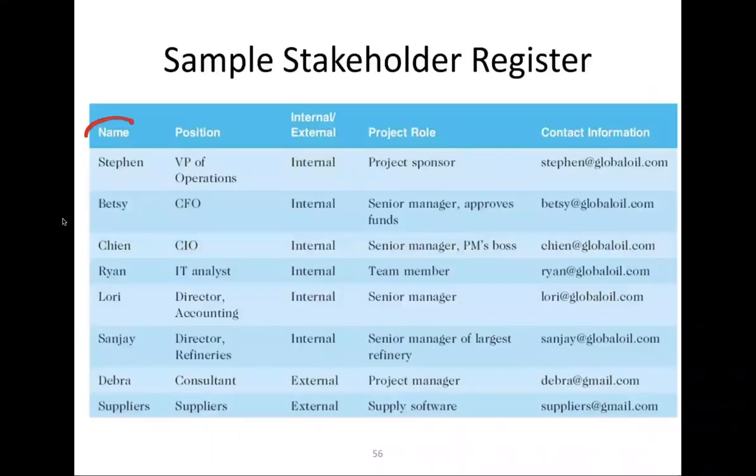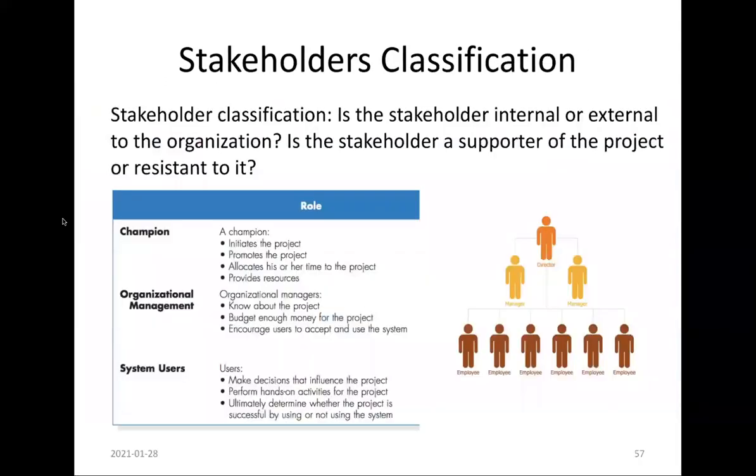A sample stakeholder register can be seen as follows. We start with the name of each stakeholder. For example, Stephen is the VP of operations. He is internal to the project. The role is project sponsor, and here's his contact. Then you keep the same for all other stakeholders to identify them as either internal or external, primary or secondary. In stakeholder classifications, you need to identify whether they are internal or external to the organization in order to build the stakeholder register.